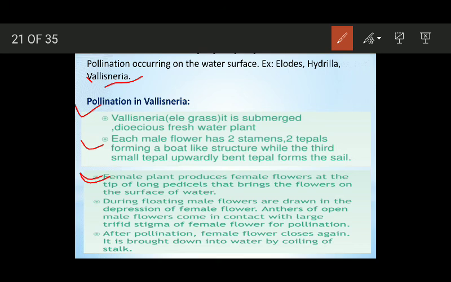The anthers of open male flowers come in contact with the large trifid stigmas of the female flower and pollination takes place. Trifid means having three branches. These are the stigmas. They come in contact with the trifid stigmas of female flowers for pollination. And after pollination, the female flowers close again. Then they are brought down into water by coiling up their stalk.